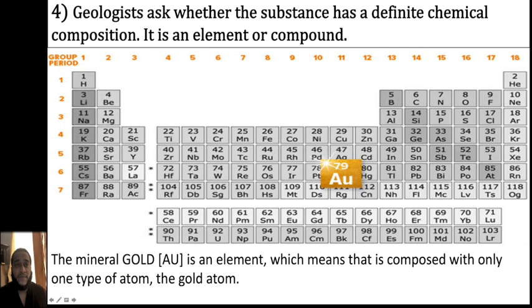Number four, geologists ask whether the substance has a definite chemical composition. It's an element or a compound. The mineral gold, as an example, is an element. As you can see in this periodic table, the mineral gold is an element, which means that it's composed of one type of atom, the gold atom, and it's also a mineral.